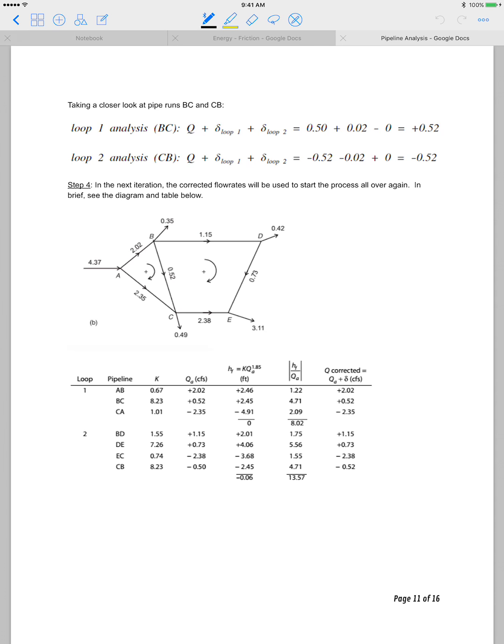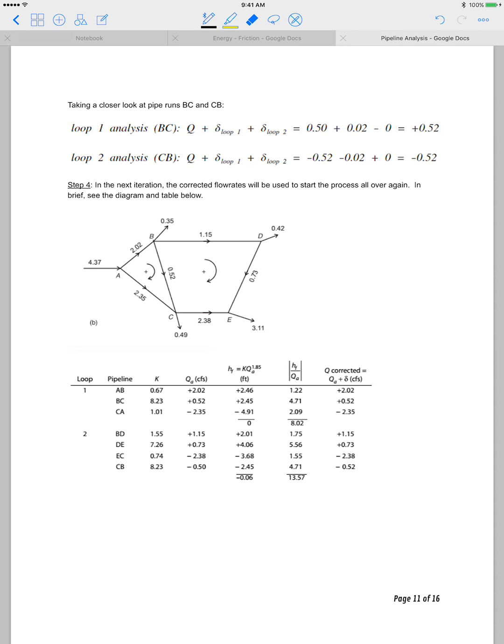So taking a closer look at pipe runs BC, you take the Q and you add the delta loop from 1, delta loop from 2. In this case, it's 0.5 plus 0.2 minus 0, minus because it's the opposite direction. In this case, negative 5.2, negative 0.2 plus 0, opposite direction. And those are the values that ended up in the table on the previous slide.